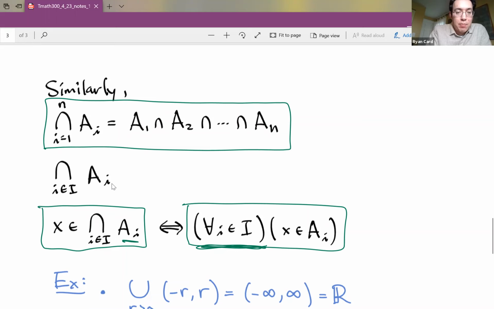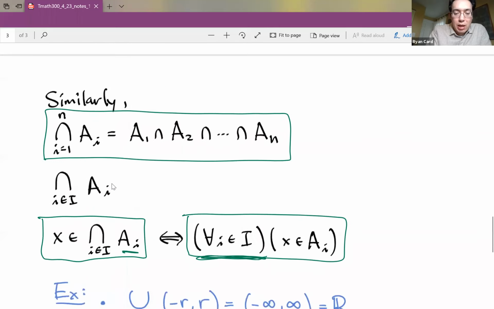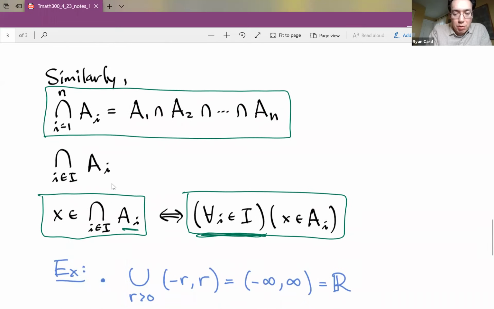And if it's not clear to you why union is the existential and intersection is the universal quantifier, maybe just go back to a smaller example. What does it mean to belong to A1 union A2? Well, it belongs there if it's in A1 or A2 or both, right? So if you can find at least one index where x belongs to A_i.